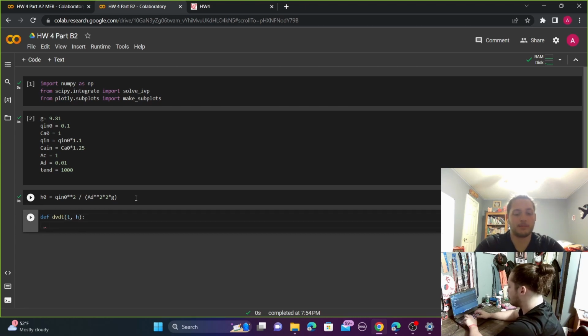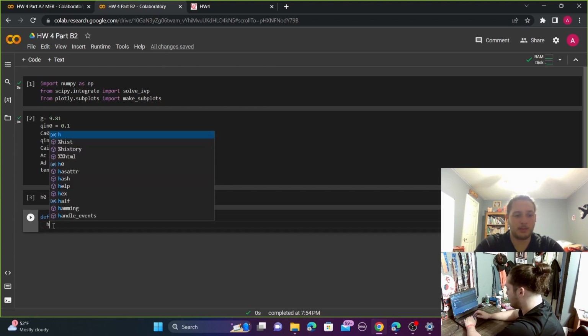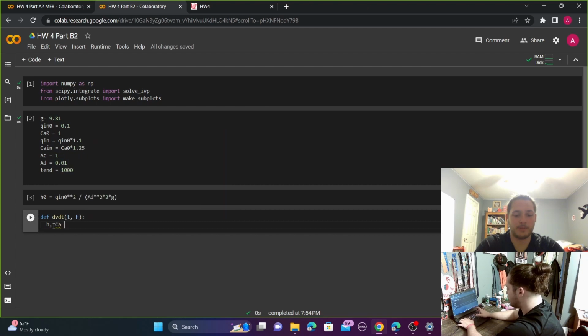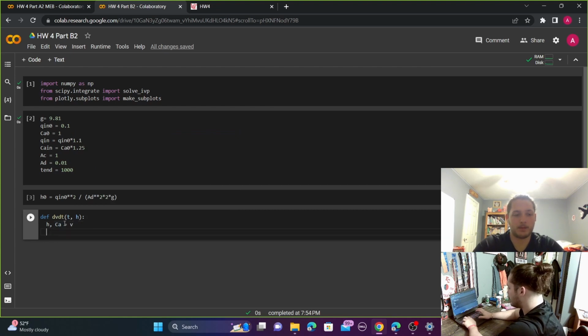And then we can go ahead and label our height and our concentration, and we can call that a V just to make it one grouping. Enter. And also in this definition of our differential equation, I am also going to make a statement which provides the expression for our Q out value.